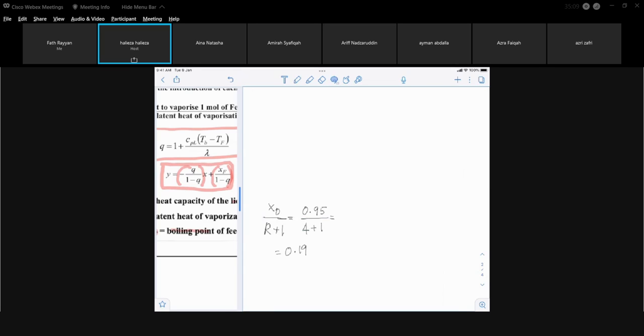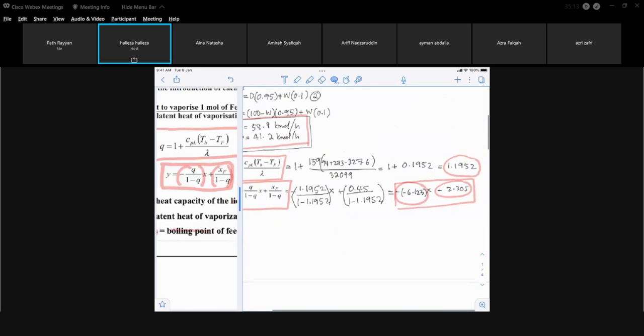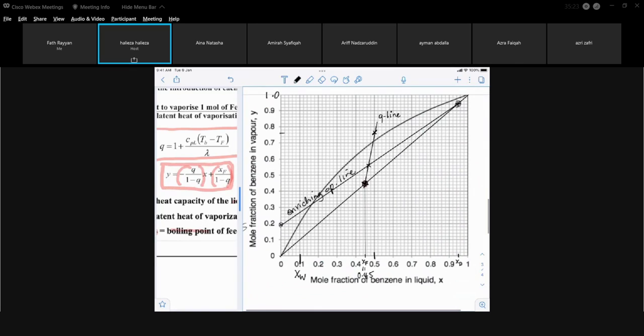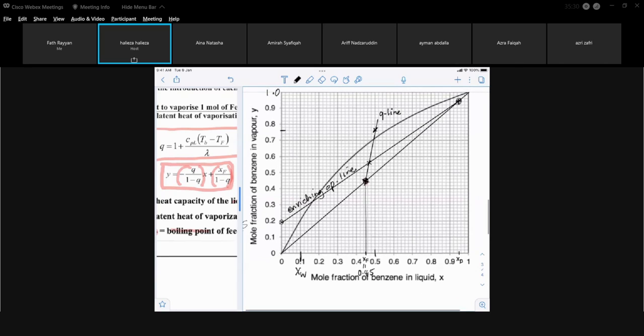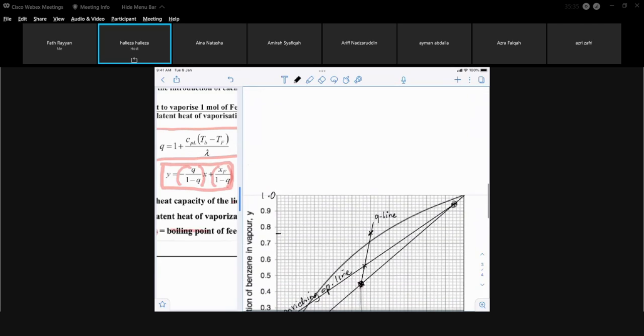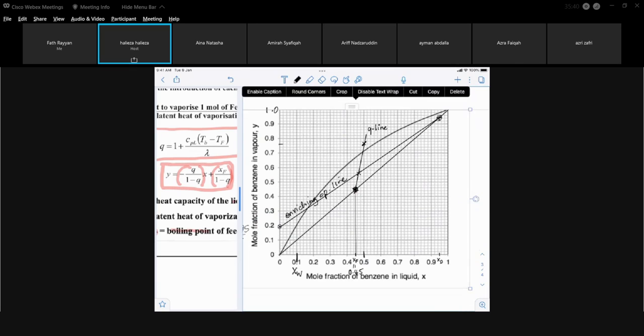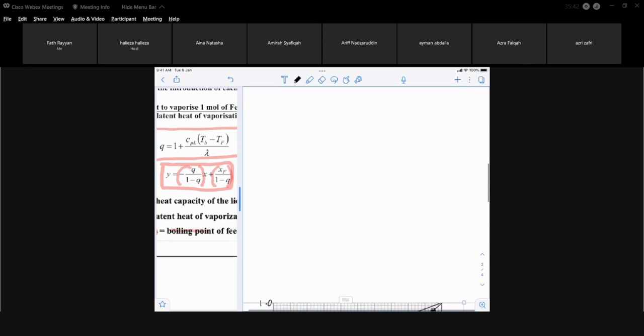Unfortunately, you can't use the y-intercept, because its value is negative 2.305, which is beyond the range of our graph. The range of your graph is from 0 to 1, so it will be very far below the graph itself. It's too far, so it's not wise to use the y-intercept. So we're going to use the slope to calculate that. I'm going to bring this up.